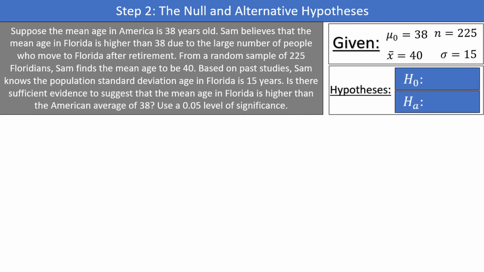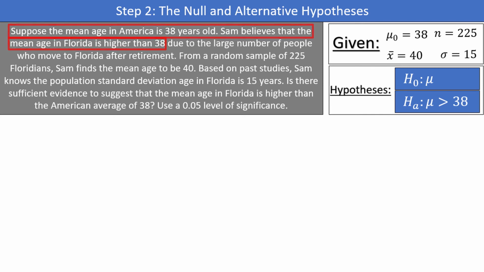Since we are testing a population mean, the first part of each hypothesis will be mu. I like to start with determining the alternative hypothesis in most cases. If we reread the first few sentences, we notice that Sam believes the mean age of Floridians is higher than the mean age of Americans. Higher suggests greater than, meaning our alternative hypothesis should be mu is greater than 38, the average age of Americans.